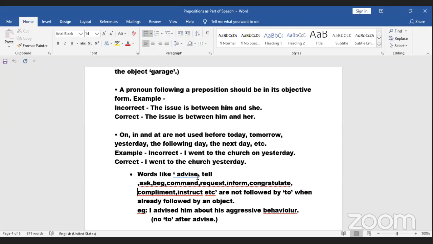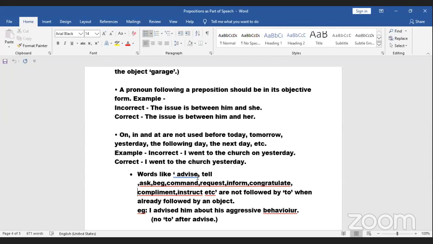I congratulated him on his success. I congratulated him for winning the elections. So congratulated or complimented him. Instructed him to do this. I'll never say "I instructed to him." I'll say instructed him to do this. This is a very important thing because in sentences you'll get "advised to him" or "requested to him about something," with an object after it.